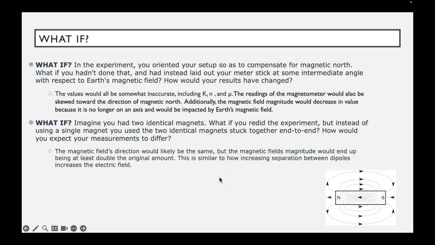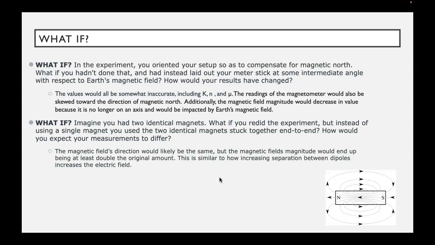For our first what-if question, the values would all be somewhat inaccurate, including K, n, and μ. The readings of the magnetometer would also be skewed toward the direction of magnetic north, and additionally, the magnetic field magnitude would decrease in value because it is no longer on an axis and would therefore be impacted by Earth's magnetic field.